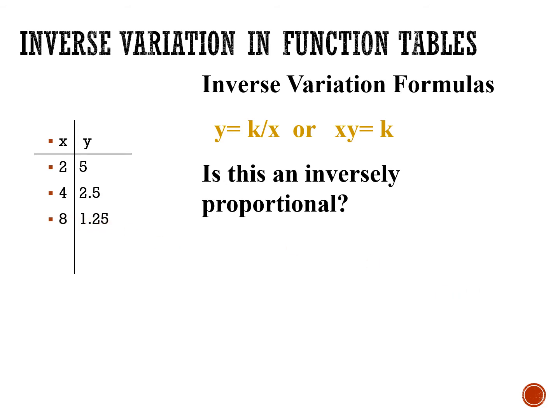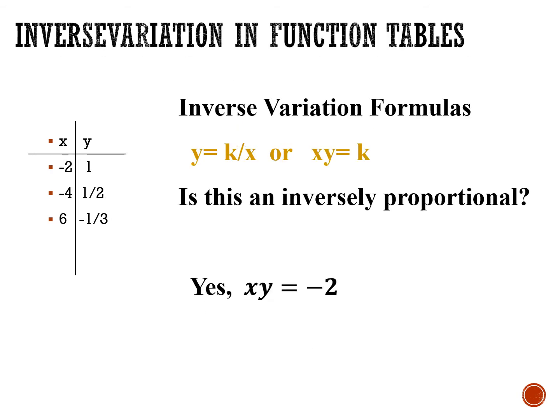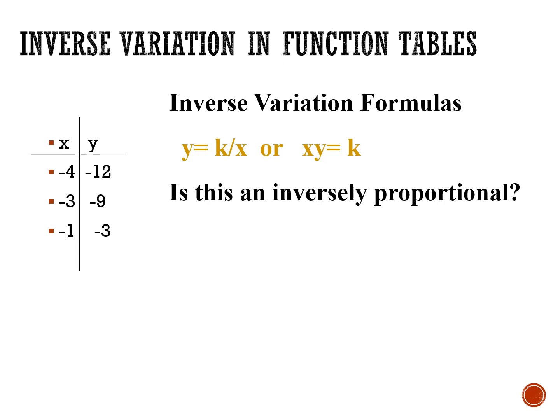And that is the inverse variation because k is 10. This is the other example. So this is an example of an inverse variation. Why? Because pare-parehas po yung kanilang product, and that is k. So negative 2 times 1 is negative 2. Negative 4 times 1 half is negative 2. 6 times negative 1/3 is negative 2. And this is an example of an inverse variation.